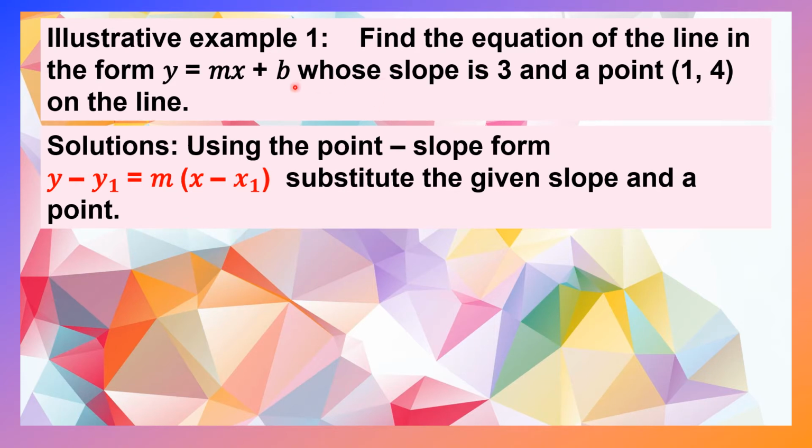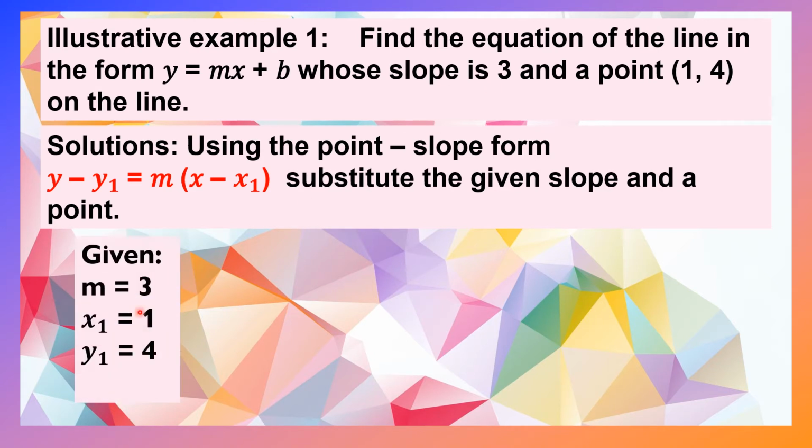So, yung given natin sa problem ay ang slope or m is positive 3. And yung point natin na 1, 4 ay ito yung ating x sub 1 and ito yung ating y sub 1. So, x sub 1 is 1, y sub 1 is 4. So, i-substitute na natin itong tatlong to dun sa ating formula na y minus y sub 1 equals m times the quantity x minus x sub 1. So, papalitan lamang natin yung y sub 1, yung m, at yung x sub 1.